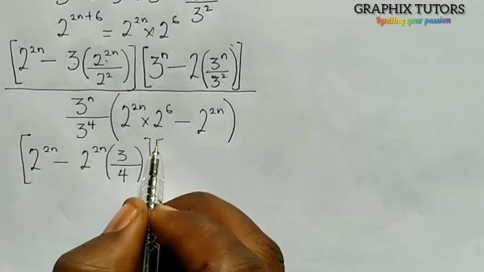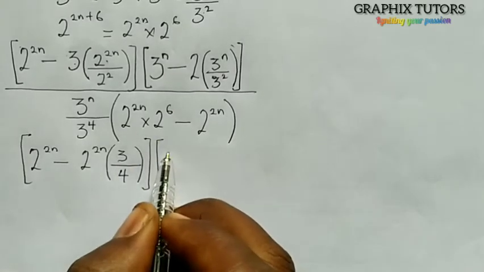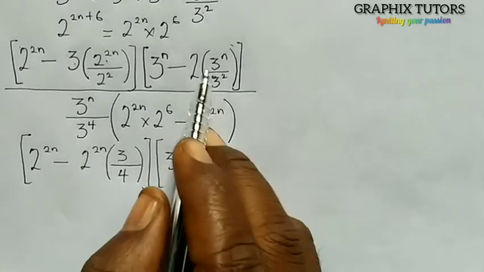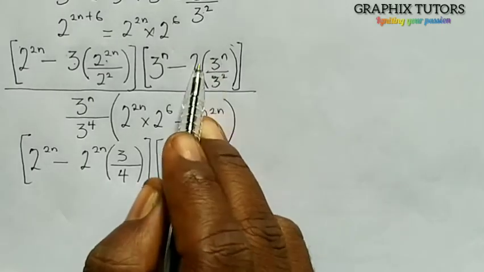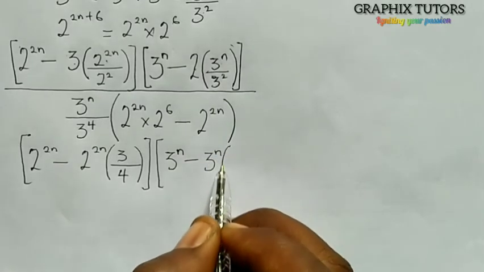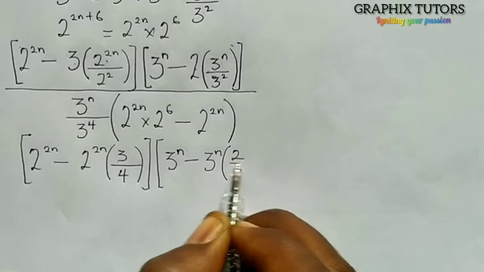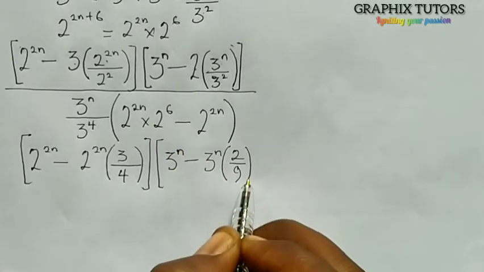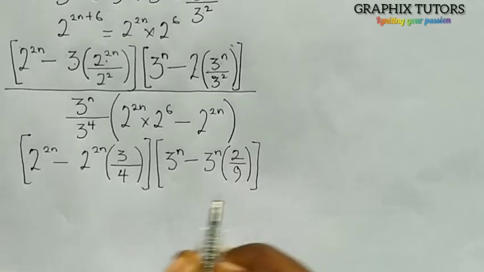So open another bracket again. I have 3^n minus, I'll take this 2 inside and bring this 3^n out. I have 3^n, open bracket, I'll be having 2 all over what? 3 squared is what? 3 times 3, and that is 9. I'll close the bracket, I'll close everything.